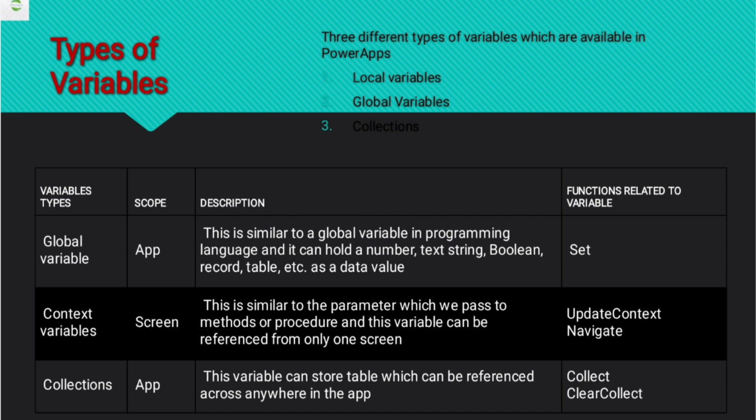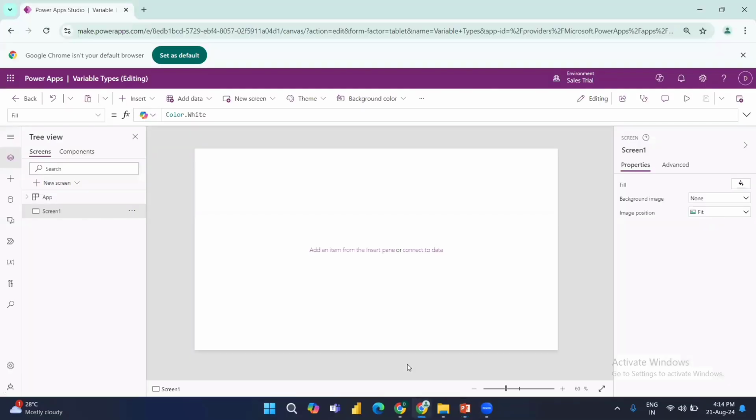We can provide the global variable with the function Set. For a context variable, the function is UpdateContext. For a collection variable, the function is Collect, and ClearCollect, which will delete all the old records, including duplicates, and create a fresh record, which means a new one. Okay, these are the three types of variables which a Canvas app contains.